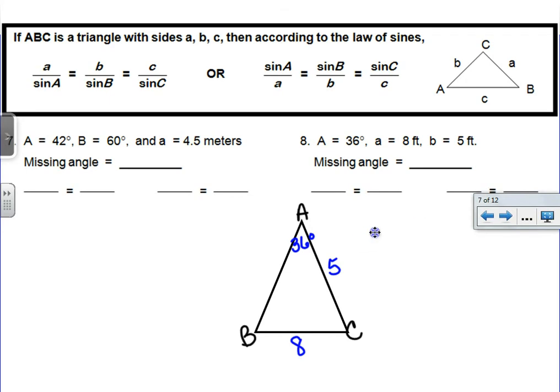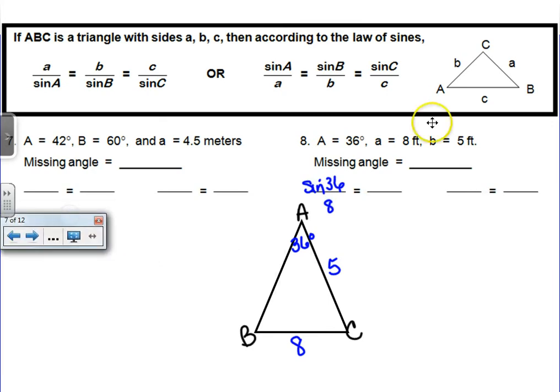So what part of the triangle are we all known? A, B, or C? A. So we're going to set up sine of 36 over 8, and that's going to be the beginning of both of our proportions. Alrighty. Now the only other piece of information we have is little b is 5, so that means we're going to have to use sine of b over b for the rest of the proportion to start with.